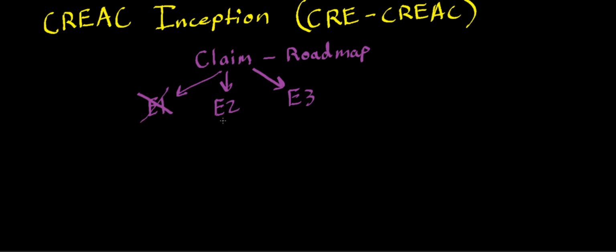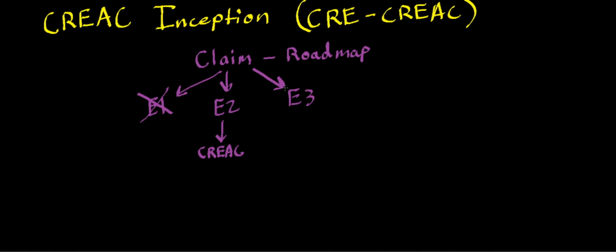We get to element 2, and you do your Cre-Creac, saying element 2 can probably be established. The rule on this is such and such. The cases have interpreted this rule to say such and such. And applying it to the facts of this case, element 2 can probably be proven.